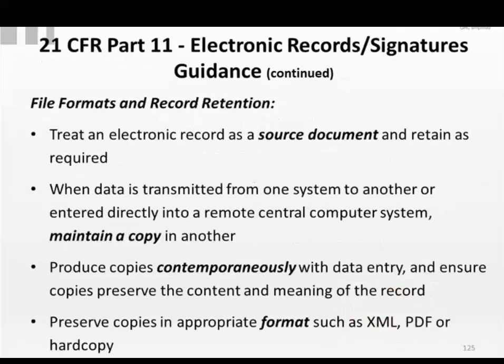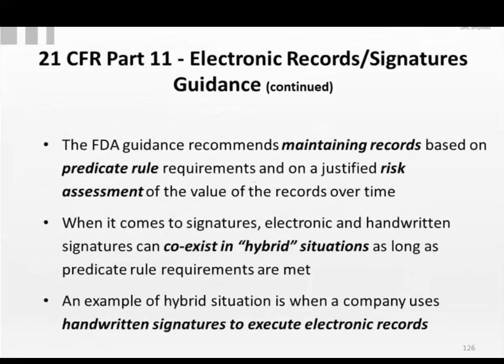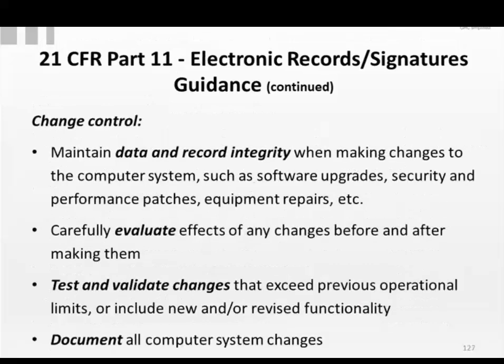File formats and retentions. You want to preserve copies in formats like XML, PDF, or hard copy, or something that is easily shared amongst different systems and platforms. Everything must be produced contemporaneously. You have to maintain records by predicate rule, and you can have hybrid situations of paper and electronic. And change control. Every change to your system must be identified, must be documented.